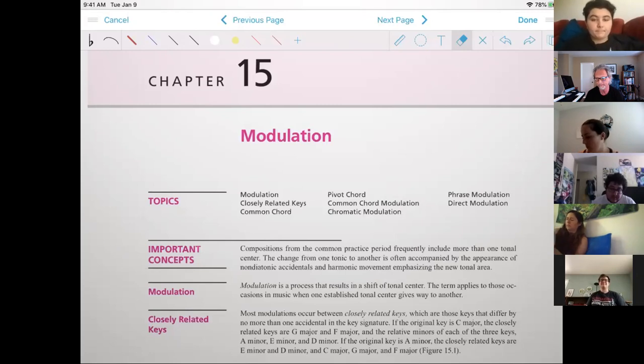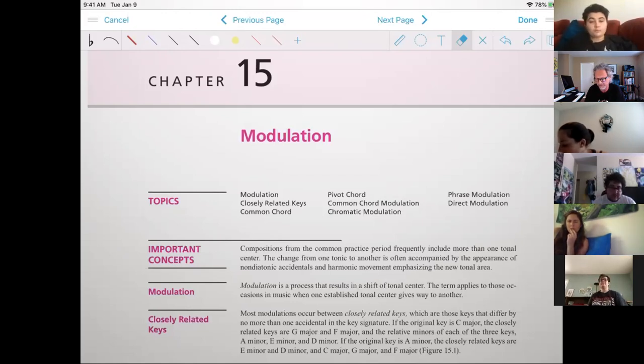Yeah, I think I have to see a couple of examples and hear them. I'm still not very clear on the difference between retonicization and modulation. All right. Well, I'll show it too. That's my plan. So again, we know that the relative major and minor are going to be closely related keys.